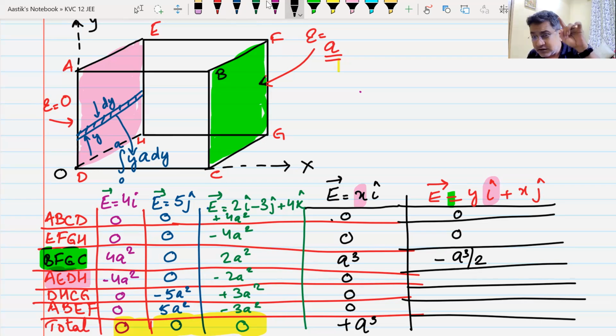This is the answer for the pink surface. What is the answer for the green surface? Now remember, when I come on the green surface, the condition actually remains the same, because the electric field does not vary with x, it only varies with y. So whatever I have done for the first surface, the same thing I have to do for the second surface. The same answer I will get. The only thing is this was minus I and this is plus I. So the answer becomes plus a cube by 2.